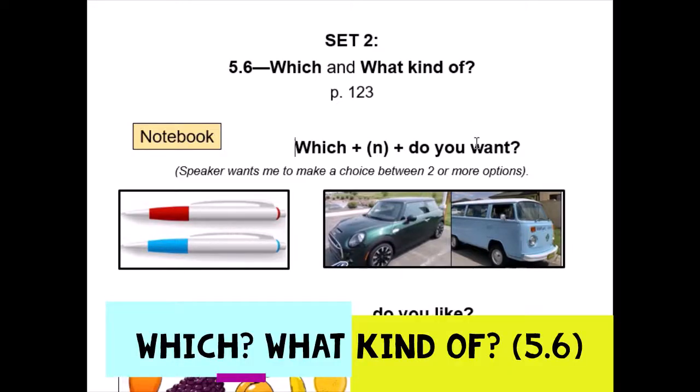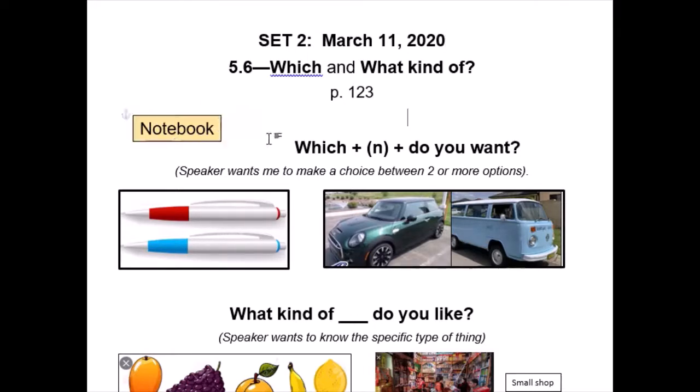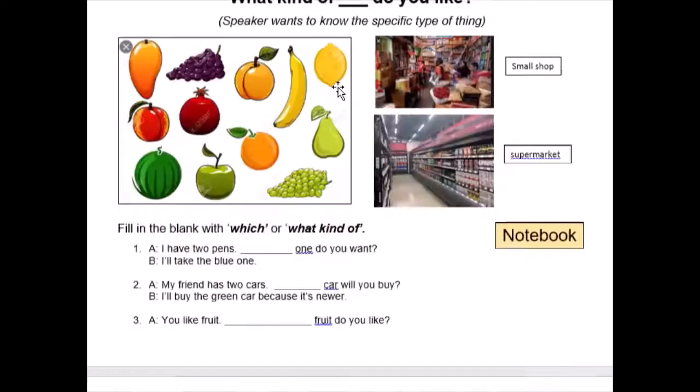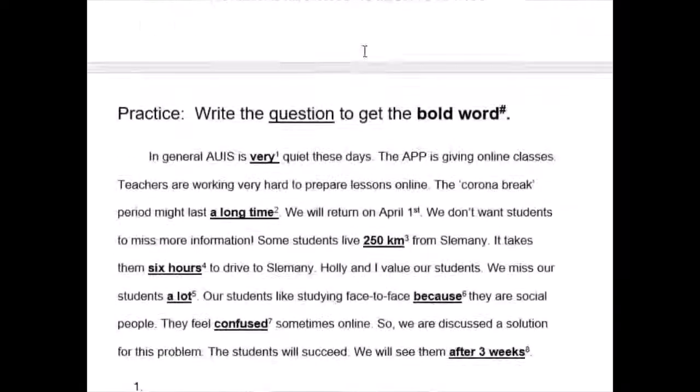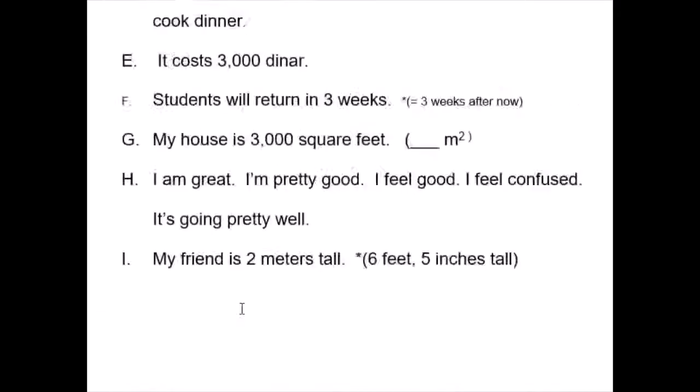Okay, this is for homework set 2, and this is for March 11th, 2020. So this is by yourself, and you will do this in your notebook, and you will also do AZAR exercise 32, 33, 35, 38, 39, 41, and 42. Okay, so this will help you finish chapter 5 in AZAR.